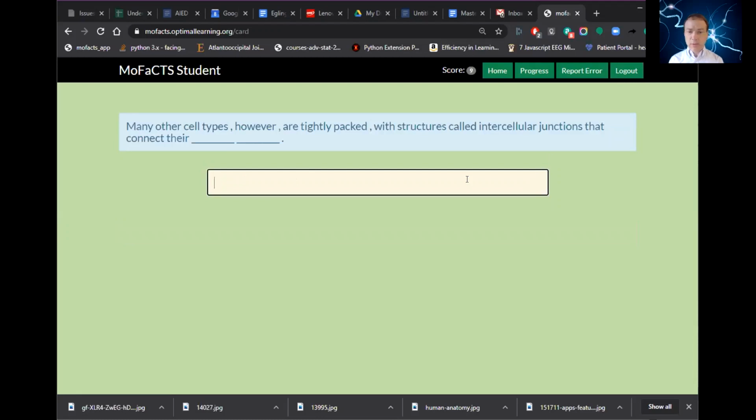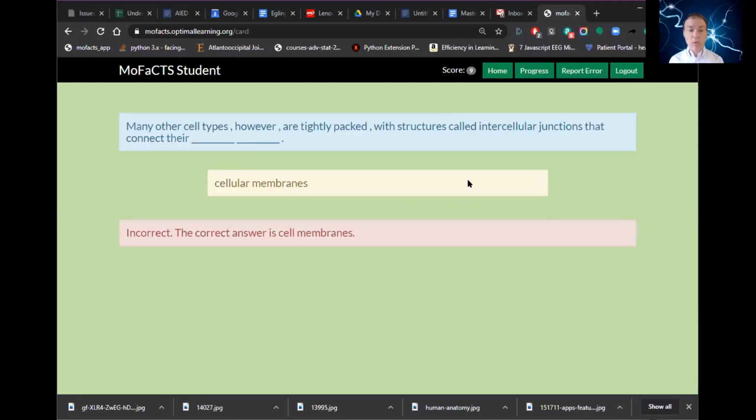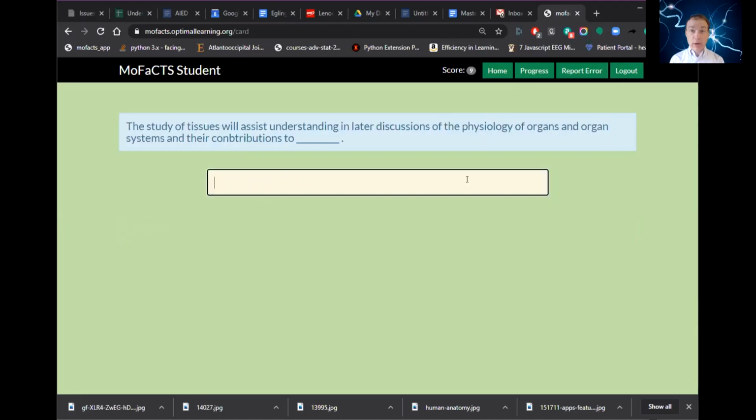Many other cell types, however, are tightly packed with a structure called intercellular junctions that connect their, I'm thinking it's those cellular membranes. Cell membranes, that problem with synonyms again. Usually those only catch you once, fortunately, and the system really is about repetition, though it is on our list of things to do.